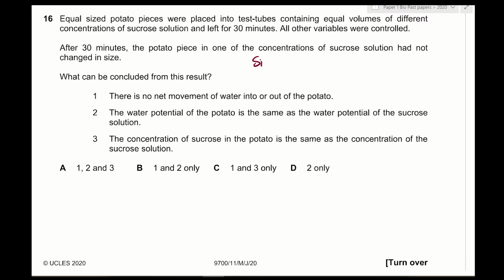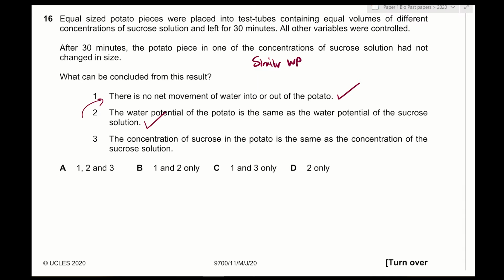So, similar water potentials. Therefore, there has not been any water movement either in or out. Now, for 1, there's no net movement of water into or out of the potato. We just mentioned that because they haven't changed size. Now for 2, the water potential of the potato is the same as the water potential of the sucrose solution. We have just mentioned that. This means that there has not been a net movement of water. Therefore, it is correct for 3.